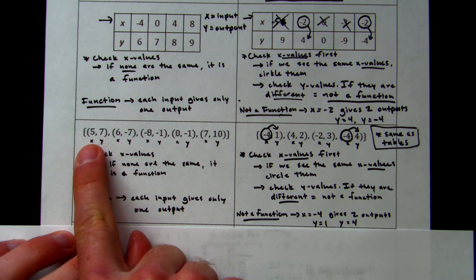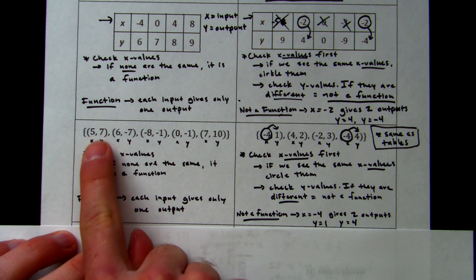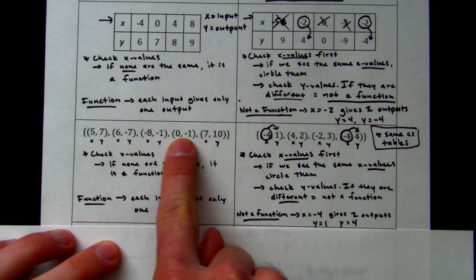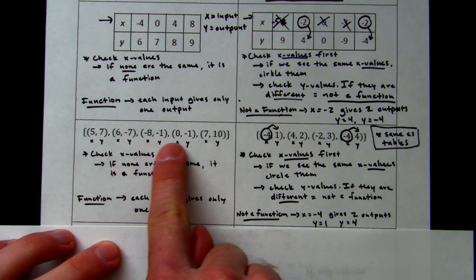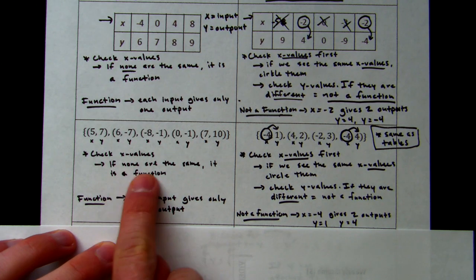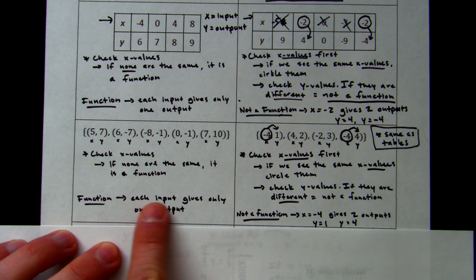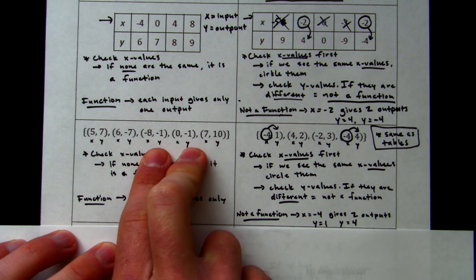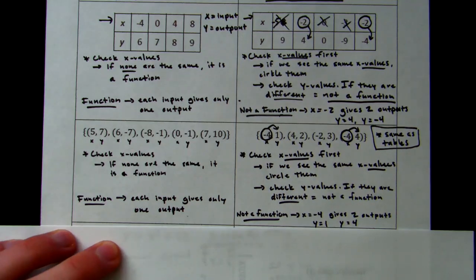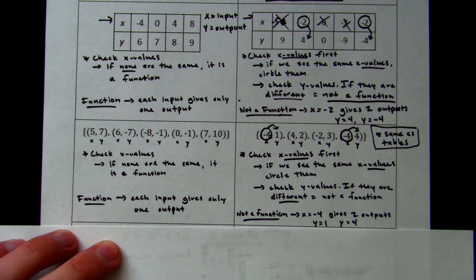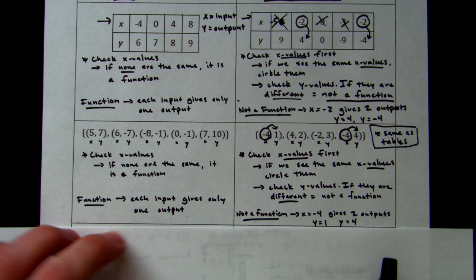If we look at this, remember ordered pairs are x comma y. If our x values are all different, we have 5, 6, -8, 0, 7. They're all different. If none of them are the same, it is a function because each input only gives one output. Okay, our y values can be the same. Look at that, we got 2 y values that are the same. But it doesn't matter, we're just checking the x values first. And if none are the same, it doesn't matter what the y values are.